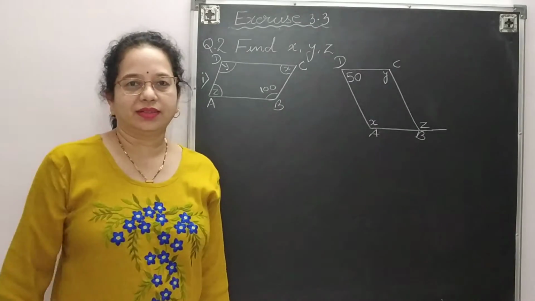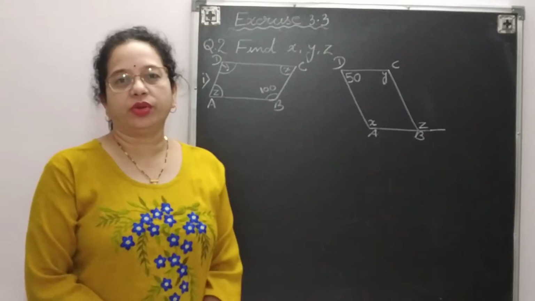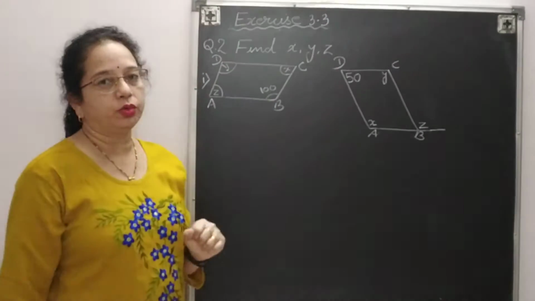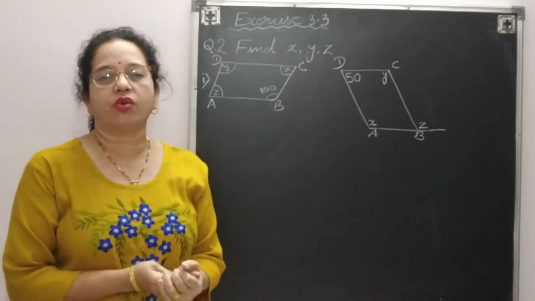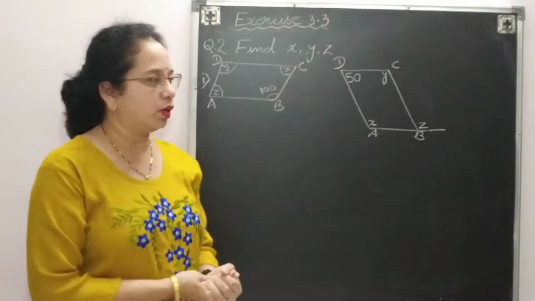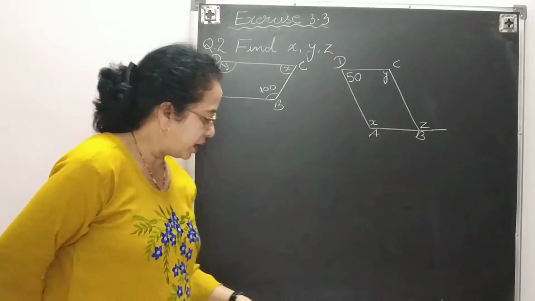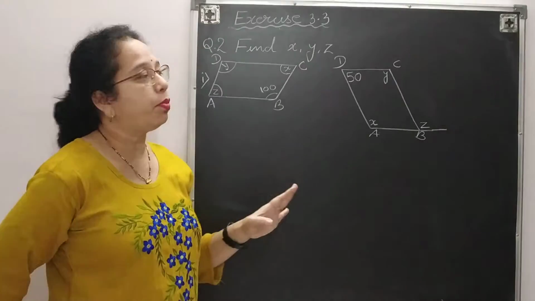Hello friends, today I am going to start with exercise 3.3, question number 2. Few figures are given and you are supposed to find the value of x, y, z. You need to find unknown values. Okay, so for the first one, and here one more thing is given, all the figures are parallelogram.